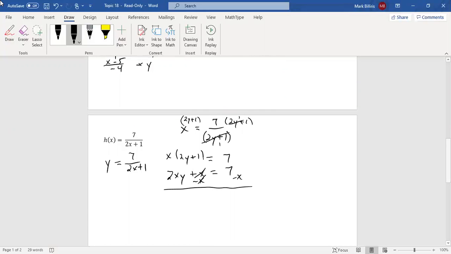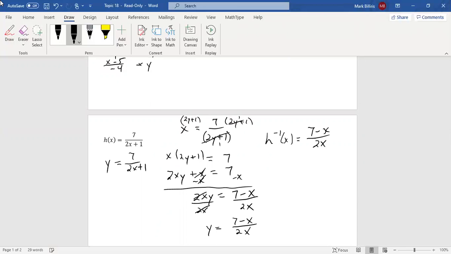So on the left-hand side, my 2xy is isolated. On the right-hand side, I have 7 minus x. Remember, we want y to be by itself, so we're going to divide both sides by 2x. So this gives us y equals 7 minus x over 2x. So our inverse, the inverse of the h function, is 7 minus x over 2x.